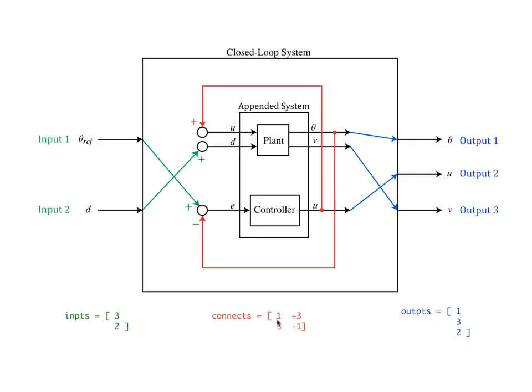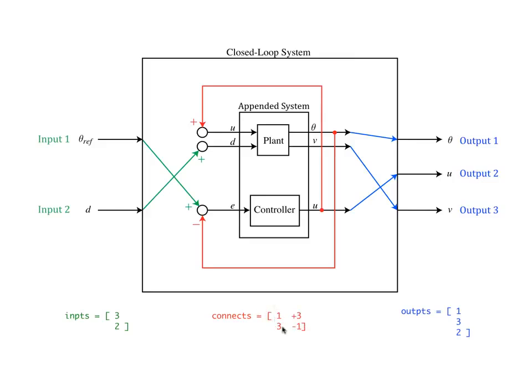For example, this first row indicates that the third output of the appended system is to be feedback connected to the first input to the appended system with a plus sign in the feedback path. Going up to our diagram, we're talking about the third output of the appended system to be connected back to the first input to our appended system with a plus sign. Thus, this row needs to be 1 followed by 3.